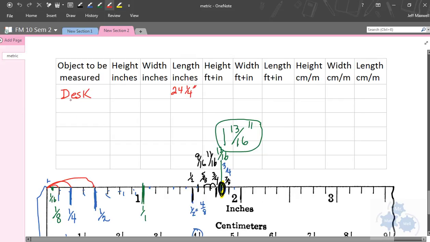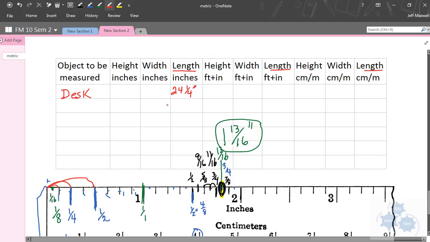So one of them is gonna be a desk, and just so we know, I've changed depth to length on this chart. That made a little more sense to all of us. But the desk, the length of the desk, the broadest part of the desk, was 24 and 1/4 inches. So this is inches, remember.